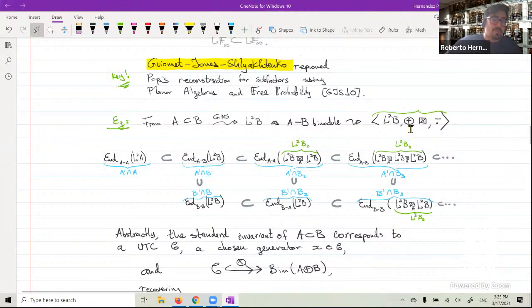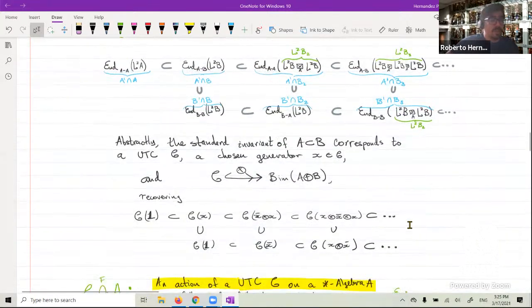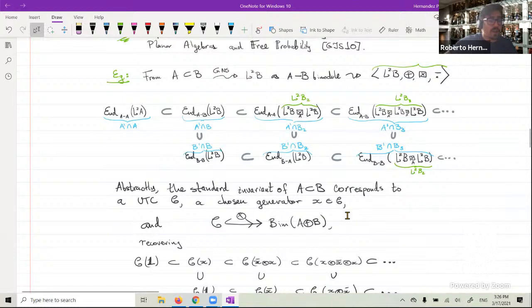Of course, we allowed for direct sums, and the tensor product is fusion, or just a relative tensor product, and you have a duality structure. This duality structure showed up naturally when we studied the structure of the basic construction. So abstractly, we can characterize a standard invariant as a triple consisting of a unitary tensor category, an abstract tensor category C, with a chosen generator X, and then you fix a representation of the category.